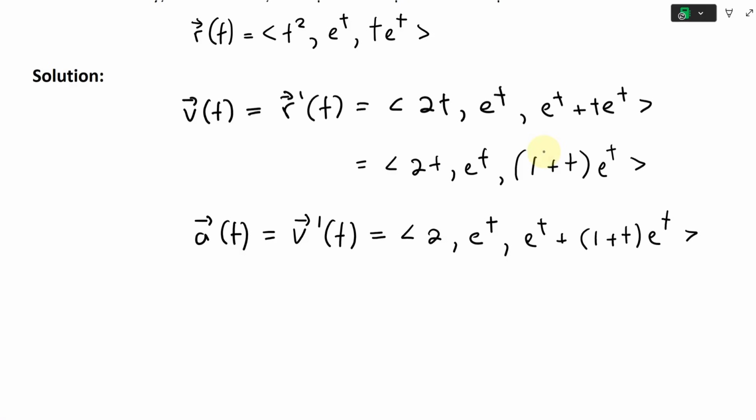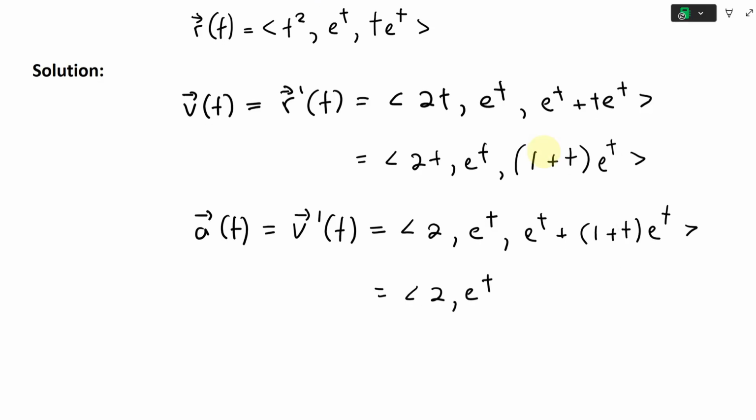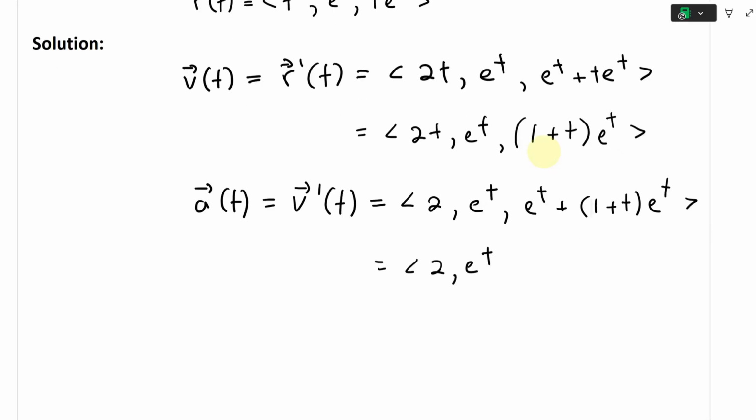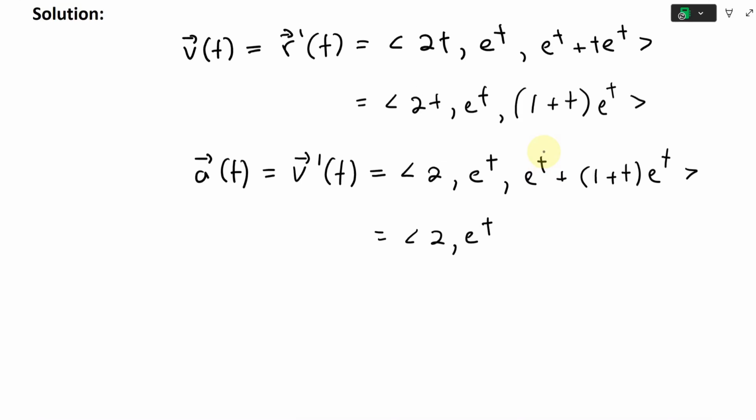So factor that out. We're going to get a 2 e to the t, and then we're going to get a setup like this. This is now plus, I factored this out. We're going to have a 1 plus 1, in other words, we're going to have a 2, 2 plus t, e to the t, like that.